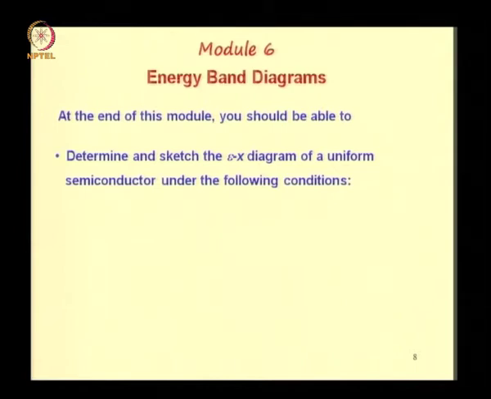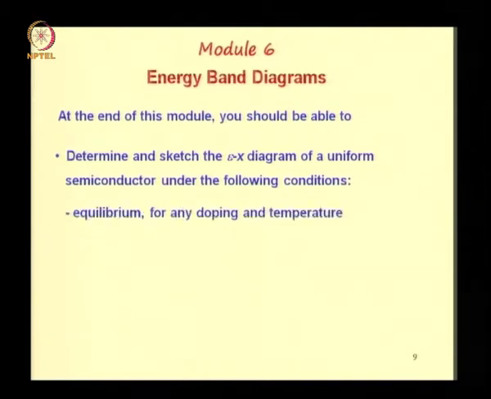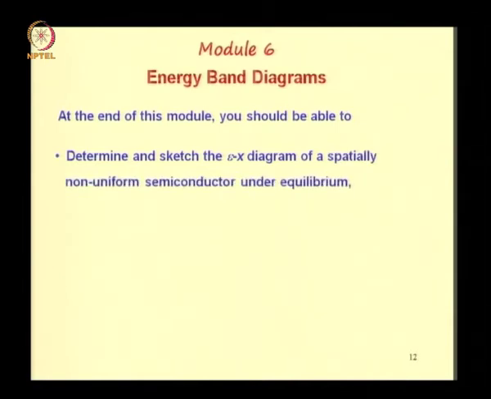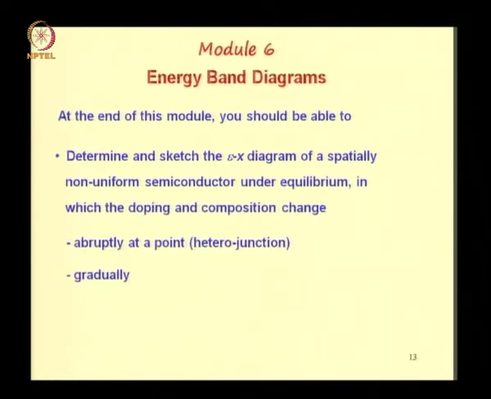You should be able to determine and sketch the E-x diagram of a uniform semiconductor under the following conditions: equilibrium for any doping and temperature, applied bias, and uniform volume generation. You should be able to determine and sketch the E-x diagram of a spatially non-uniform semiconductor under equilibrium, in which the doping and the composition change abruptly at a point as in a heterojunction, and when the doping and composition change gradually.